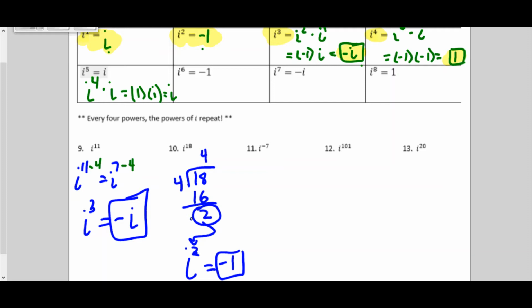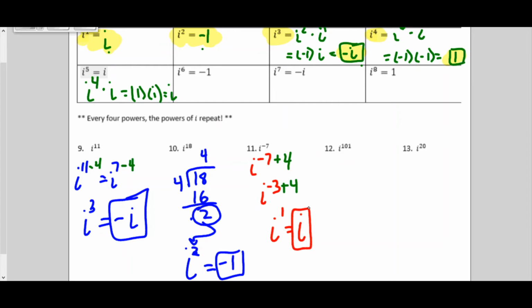Number 11, i to the negative 7. When your exponent is negative, to simplify that power on i, instead of subtracting 4, you're going to add 4, because you want your exponent to be between 1 and 4. So I'll add 4 to negative 7, which is negative 3. This is not between 1 and 4, so I'm going to add 4 one more time. So this is going to be i to the first, which is just i.